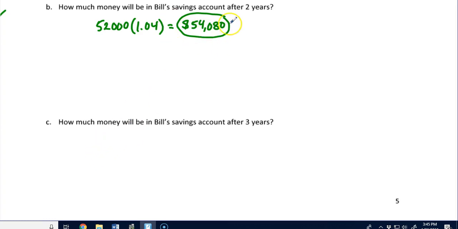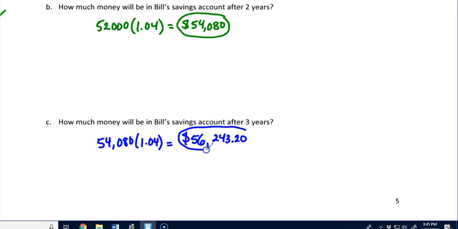And so hopefully you took the amount he had after the 2 years, multiplied that by the 1.04. We'll round to the nearest cent. Here we get down to 20 cents here. Okay, so clearly it's not increasing by the same amount every year, but it's increasing by 4%.